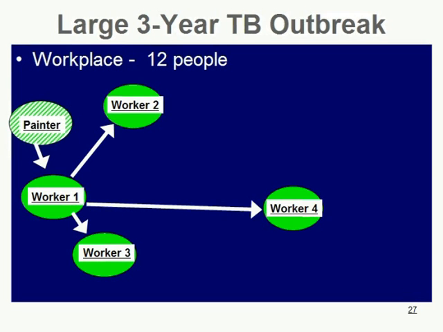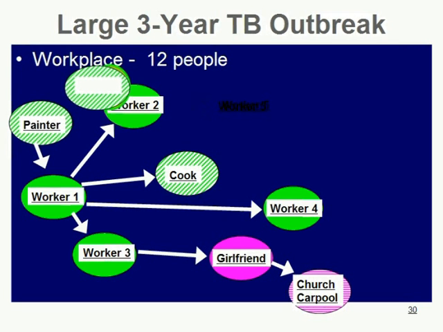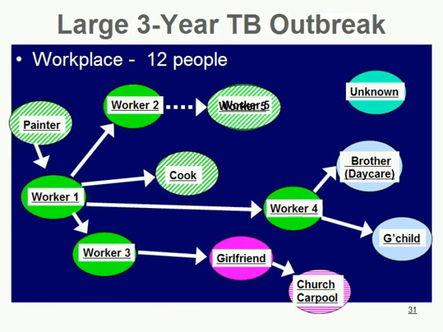And we also knew that this worker had infected several other workers in the same workplace, which turned out to be a fishery house. What we didn't know was that worker one was also a waitress in a restaurant, and a cook in that restaurant also became infected. This was identified after genotyping. Another worker who worked in another fishery in the same area was identified through genotyping, and it turned out that that worker drank a lot with worker number two. Worker number three had a girlfriend who was infected, and another person was identified, and it turned out that that person rode in the same car every Sunday to church with the girlfriend. And then we also identified a brother who was in daycare. Fortunately, there was no more spread in that daycare, and a grandchild.